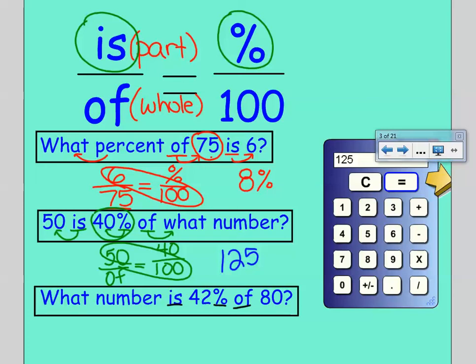Now, if you notice, 42 is right in between the word is and the percent sign. But 42% is what it actually says in the problem. So the percent sign matches with the word 42 and the word of matches with the word 80. Again, if you're matching things up and all of a sudden you're left with a number that doesn't have a word next to it because you matched things up wrong, go back and try matching them up again.